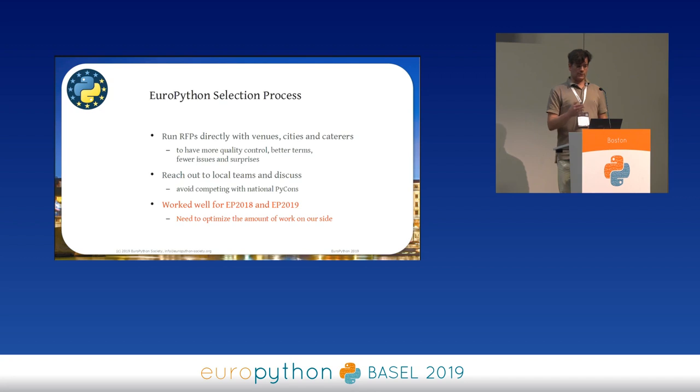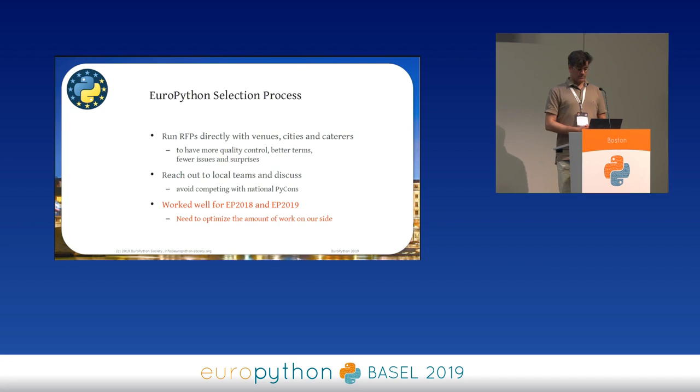So just to give you an example, the bid that Basel put in the first year compared to the bid they put in last year was significantly lower. I don't remember the exact number, but it was around 100,000 euros cheaper than in the first year. So this does make a difference, and it also serves us well because we get lots more information up front that we don't have to ask the conference venues for in this case.